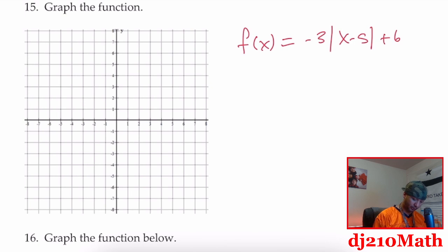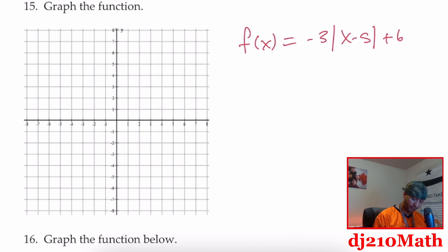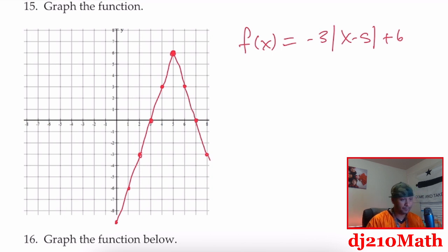So the vertex we said was at 5, so to the right 5, and then up 6. So there's the vertex. We know it's going to open downward because it's negative. And then it's going to be vertically stretched by a factor of 3. So 1, 2, 3. 1, 2, 3. And we just keep this pattern going. Too easy, right? Too easy.